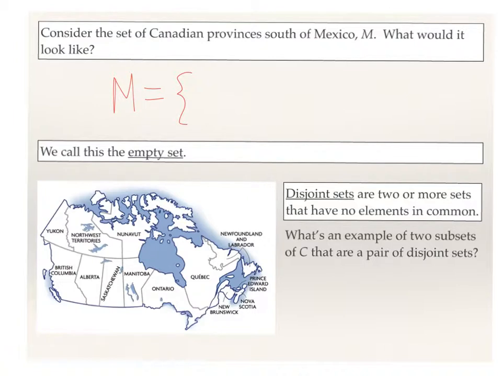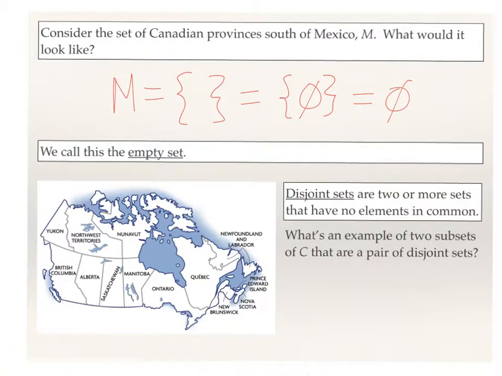South of Mexico, since there's nothing to list, you can either leave it blank like this, or more commonly, you see a 0 with a line through it, or even without the brackets, just a 0 with a line through it. They're all the same. They all mean there's nothing. It doesn't exist. There are no Canadian provinces or territories south of Mexico. This is called the empty set. If I say the empty set, I mean a set with nothing in it. It's empty, blank.